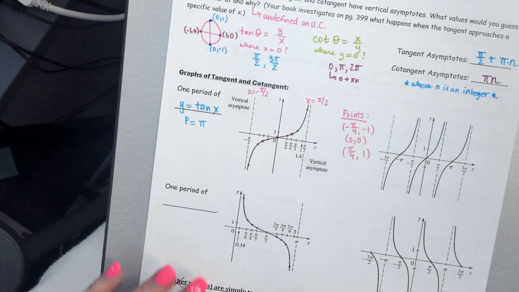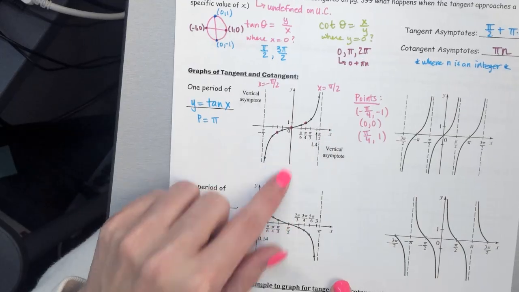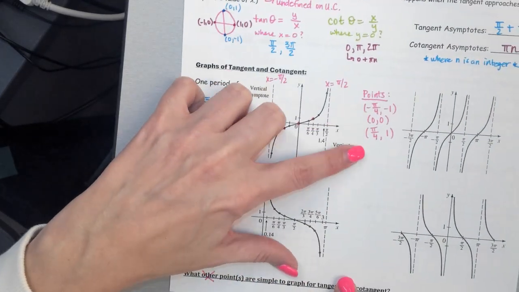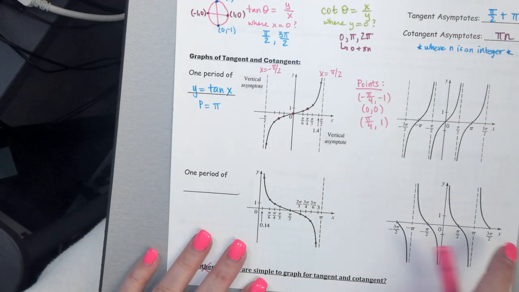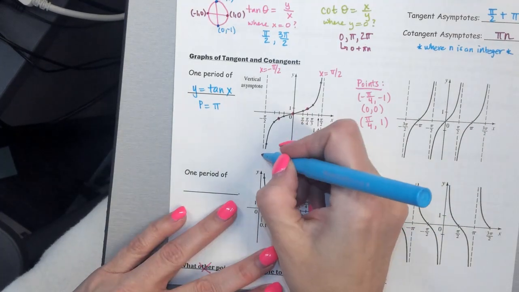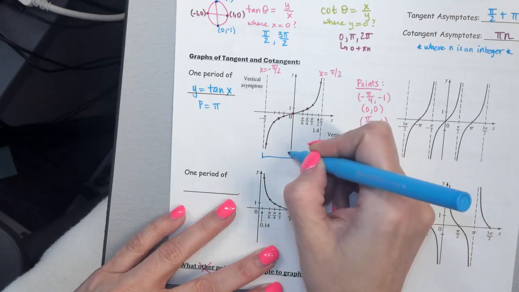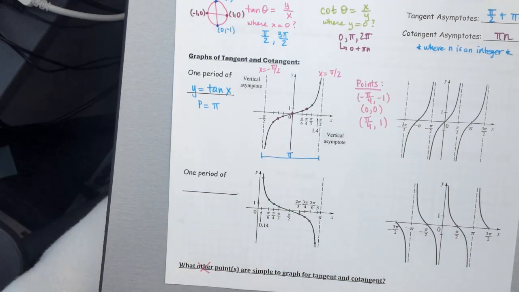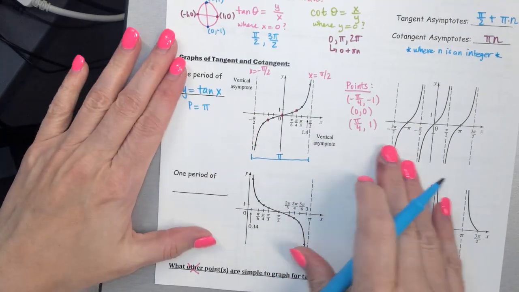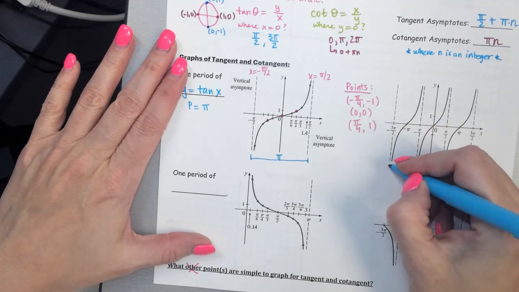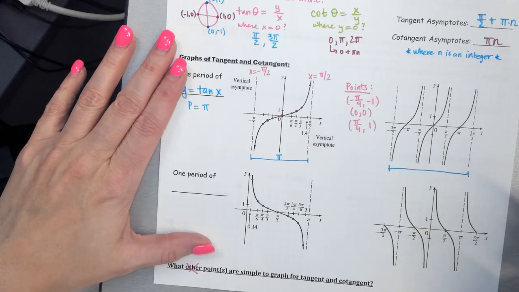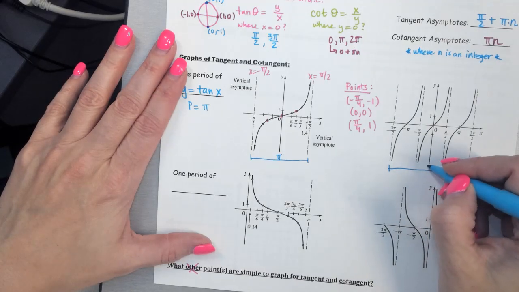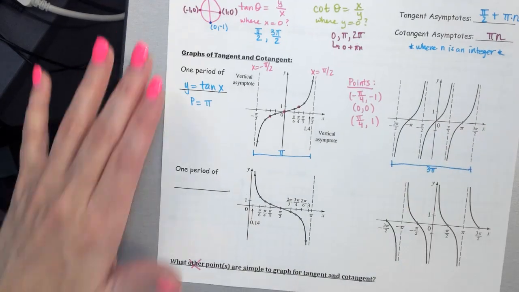So as we graph these, that's what we're going to focus on. These 3 points for each cycle. Now this here is one cycle. This is one cycle of pi. If this is one cycle, how many cycles are visible in this second figure here? 3. Yep. So this is 3 pi, 3 cycles.